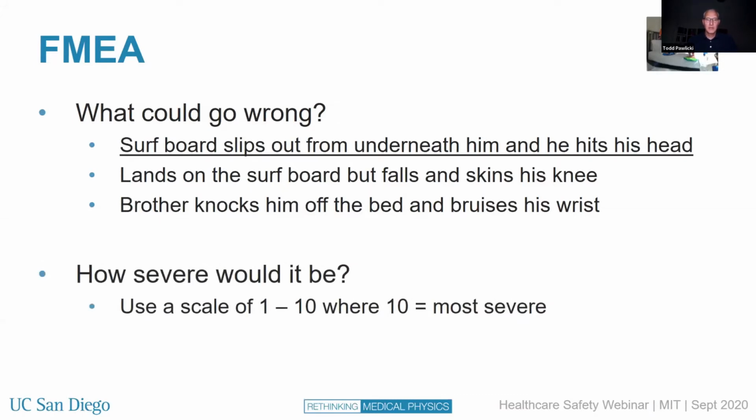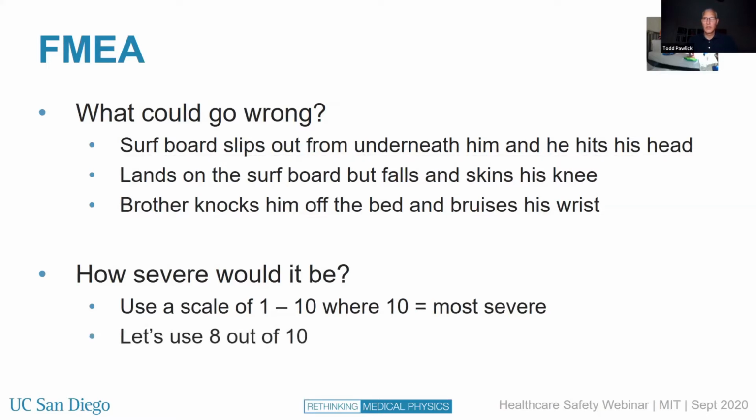And we ask ourselves some questions. How severe would it be, where 10 is the most severe, like death, and 1 is no severity at all? In this case, if the boys hit their head, they're probably not going to kill themselves. They could end up with a concussion. So we'll pick an 8 out of 10 for that.